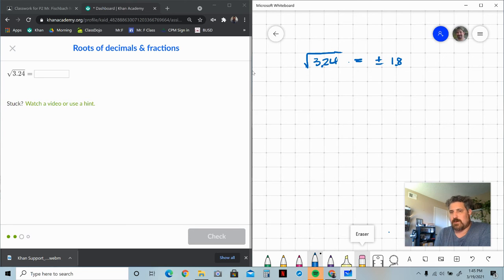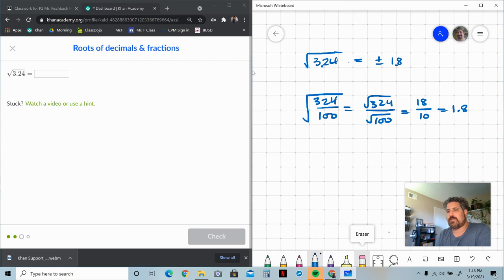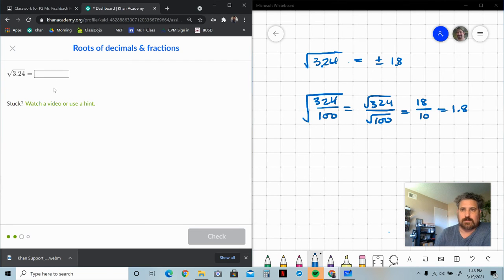And I think it's fine. If you wanted to think of it like 324 over 100 and do the square root like that, you would get the square root of 324 on top and the square root of 100 on bottom, which would be 18 over 10, which is the same as 1.8. So any way you think about it, you're going to get the same answer. But this one I think is pretty easy to show you that shortcut that Khan likes to use sometimes. So there you go, 1.8.